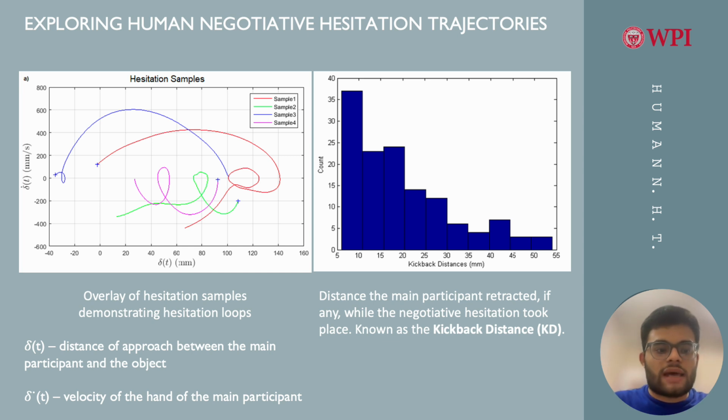Overlaying all the hesitation samples demonstrates that there are certain hesitation loops being created in the state space, which are common to all the samples. Here, we can also see something known as kickback distance, which is the amount of distance that a particular participant moved back while the negotiative hesitation took place, that is, when hesitation is being encountered. We can see that most of the hesitations are between 5 to 20 millimeters.